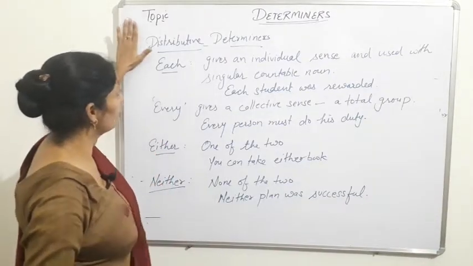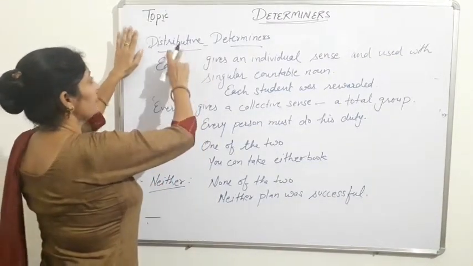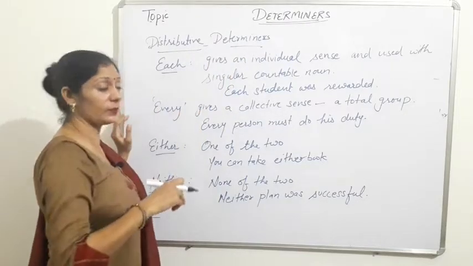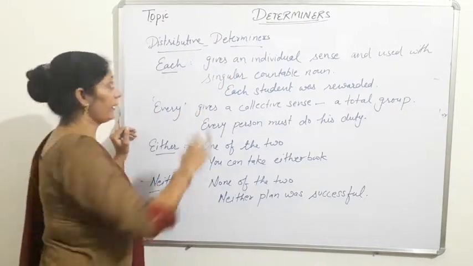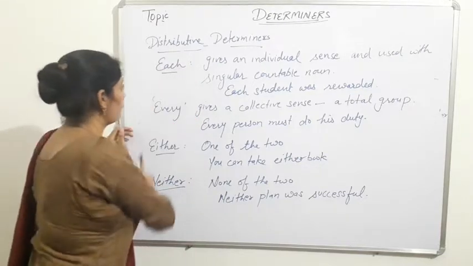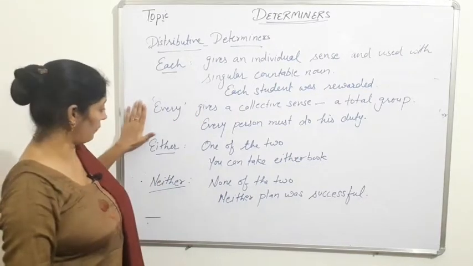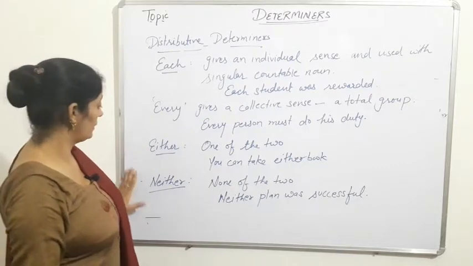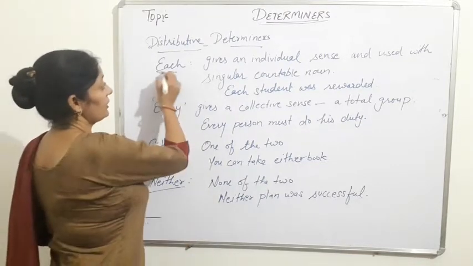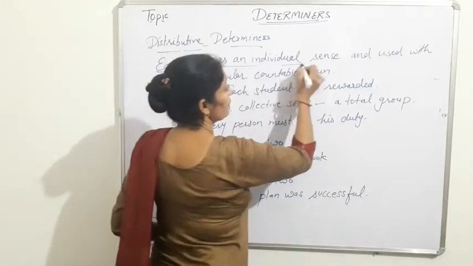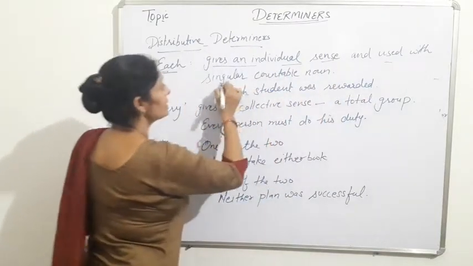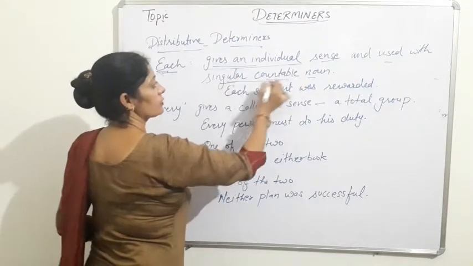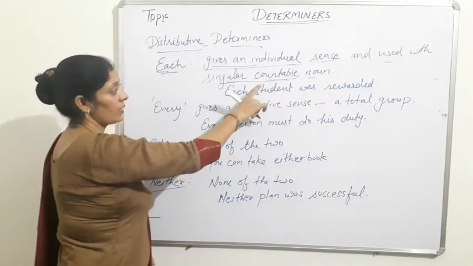Third type of numerals are distributive numeral determiners. First one is definite numeral, second is indefinite, and third one is distributive. These are of four type: each, every, either or neither. Each, it gives an individual sense and used with singular countable noun. No doubt it's individual, so used with singular countable noun.